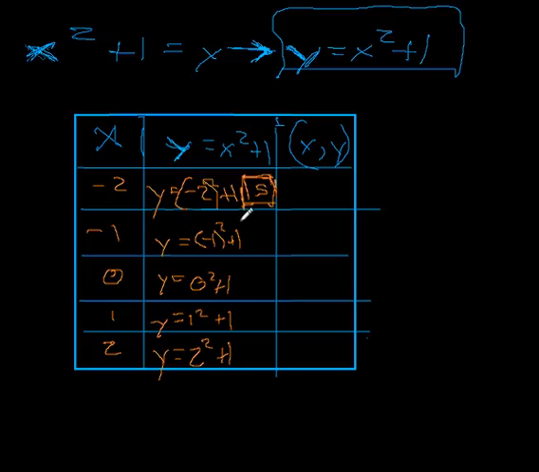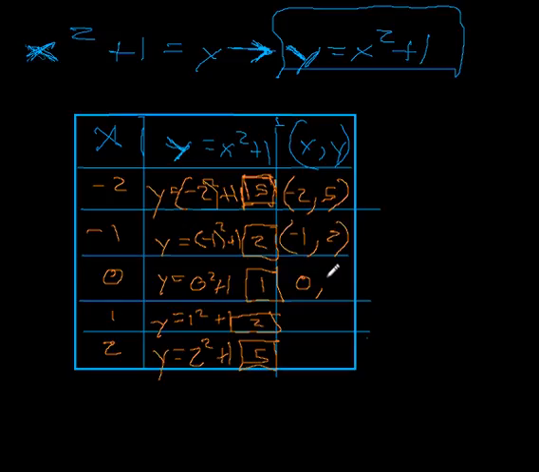So now (-1) squared is 1, plus 1 is 2. So this value is 2. And now 0 squared, 0 plus 1 is 1. 1 squared plus 1 is 2. And 2 squared, 4, plus 1 is 5. Cool. Okay. So now let's write my ordered pairs: (-2, 5), (-1, 2), (0, 1), (1, 2), (2, 5).